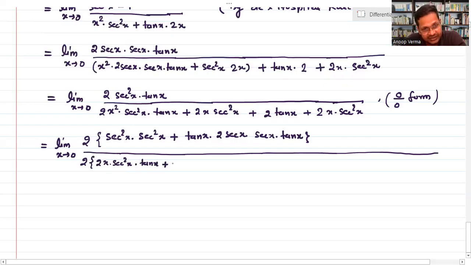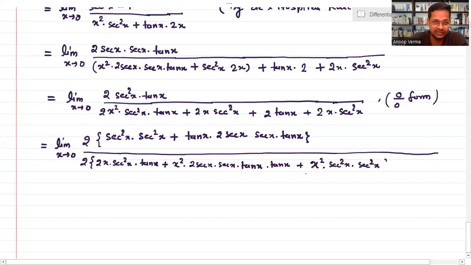So x square remains, and this will be 2 of sec x into sec x into tan x. This is the derivative of sec square x, and tan x remains the same. Okay, now differentiating the tan x only. So this will be x square, and this is sec square x, and this will be sec square x. This is the derivative of tan x. So this is the derivative of the first term only.